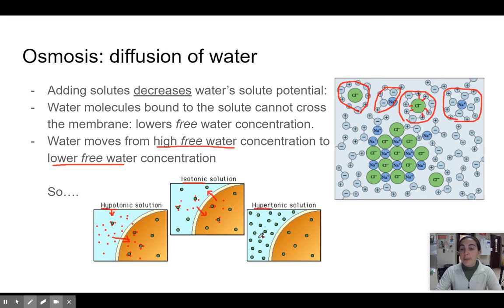A hypertonic solution, remember, has a higher concentration of solute outside of the cell. And that means if there's a lot of solute out here, it also means a lot of the water molecules are bound to that solute. So there's a lot less free water just floating around in between here. Inside the cell, there's still a little bit of water bound to those solute particles, but there's a lot more free water. So again, water is going to move from where there's a higher concentration of free water to where there's a lower concentration of free water. So in a hypertonic solution, the cell is actually going to lose water and shrink and shrivel up.